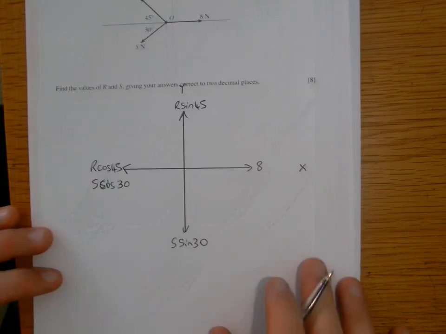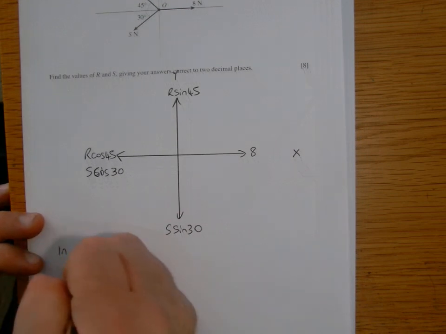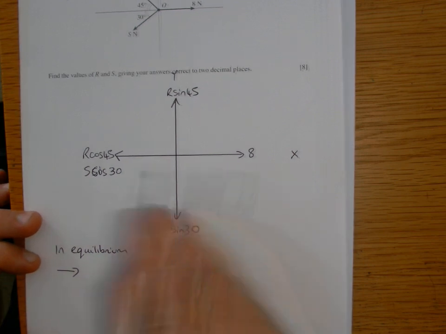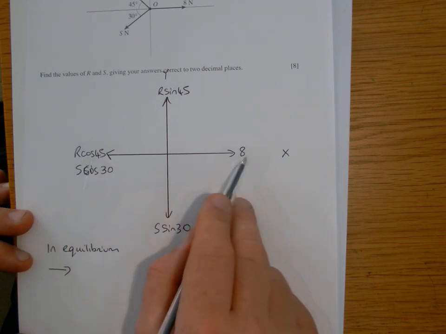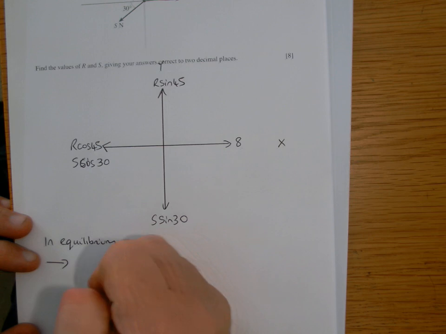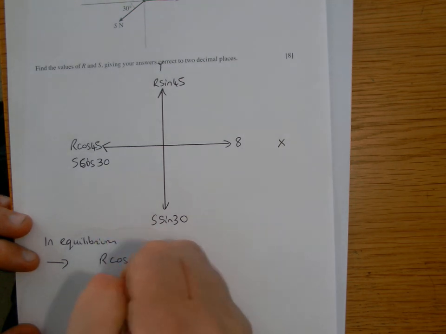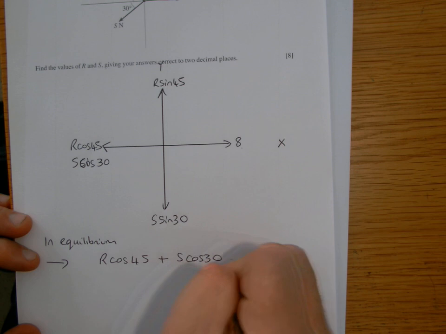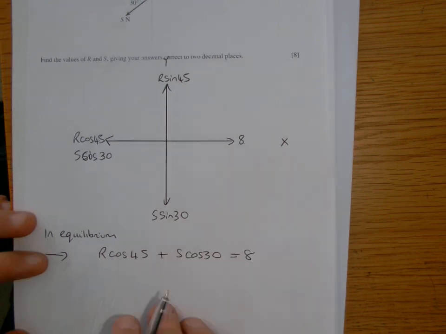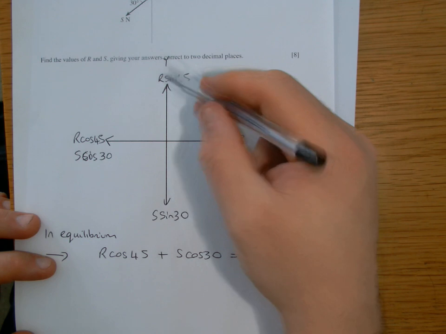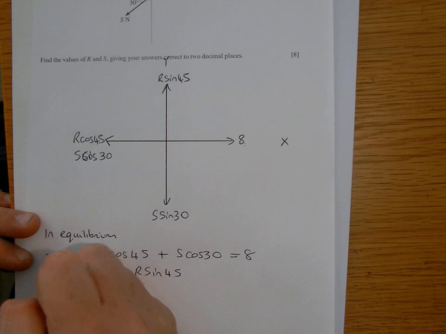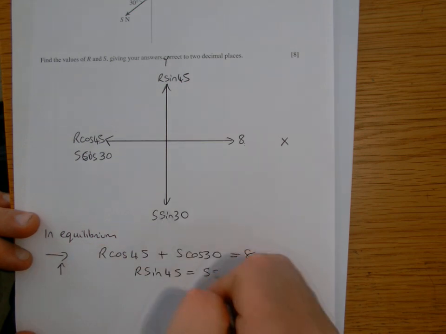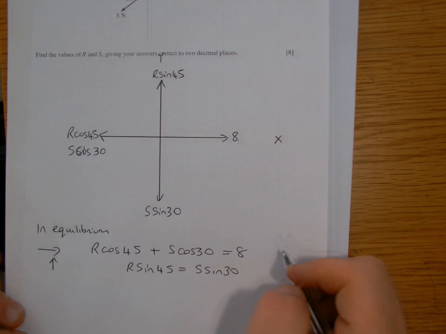Now, of course, the forces that we're told are in equilibrium. They're balanced. So in the X direction, they will be balanced, and in the Y direction, they're balanced. When we look in the X direction, these two forces combined will have to equal 8, because they balance out. So we can say R cos 45 plus S cos 30 is equal to 8. And likewise in the Y direction, R sine 45 will equal S sine 30 going that way. So you've got yourself two equations, okay?